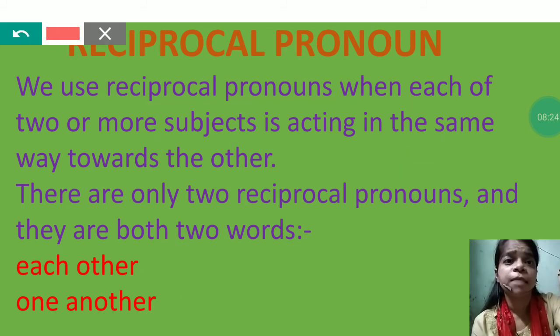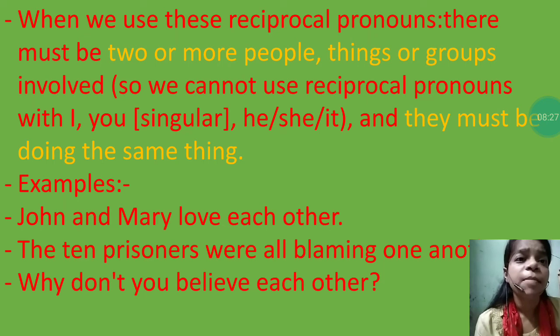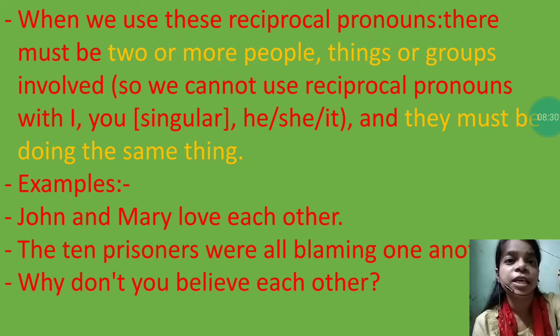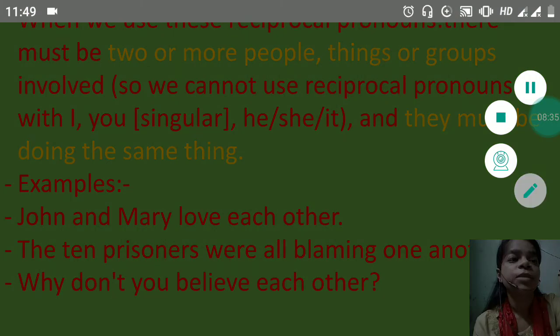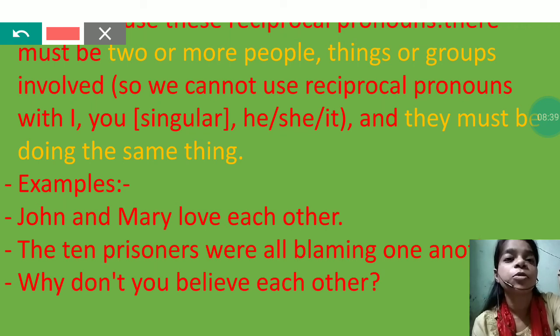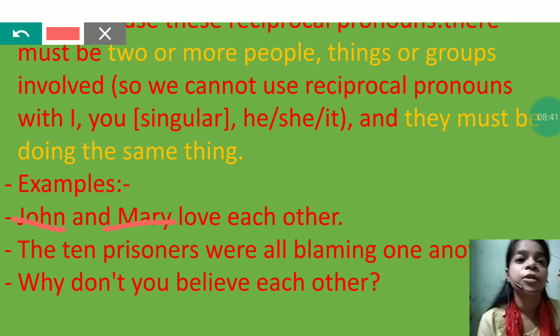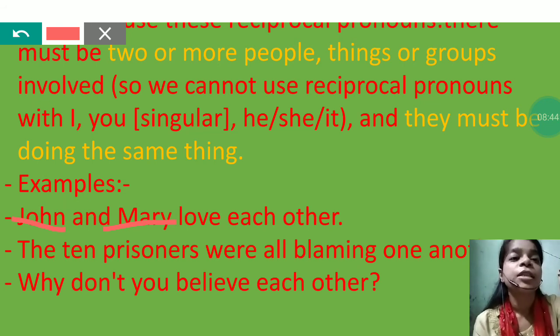So let's see examples using these. John and Mary love each other. There should be two or more subjects. So here we can see John the first subject, Mary the second subject. There are two subjects and they are doing the same work. The work is love. John loves Mary and Mary loves John. So they are performing the same act and they are plural in number. So it will take each other, that is a reciprocal pronoun.